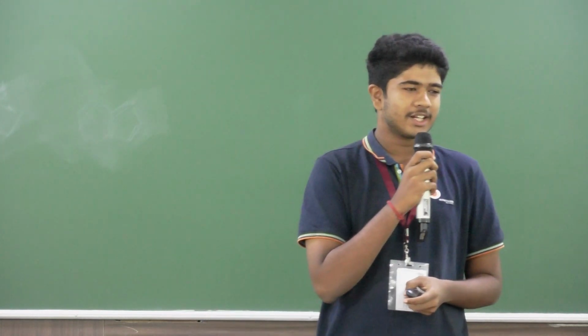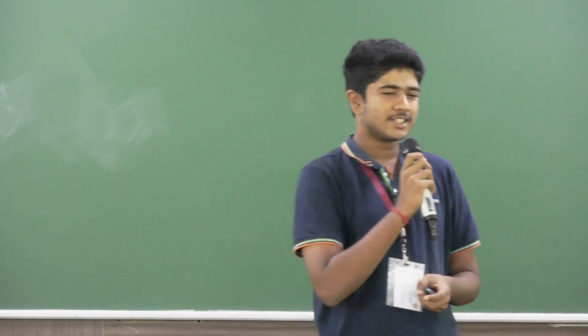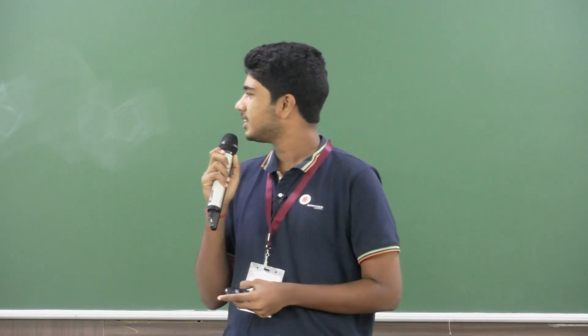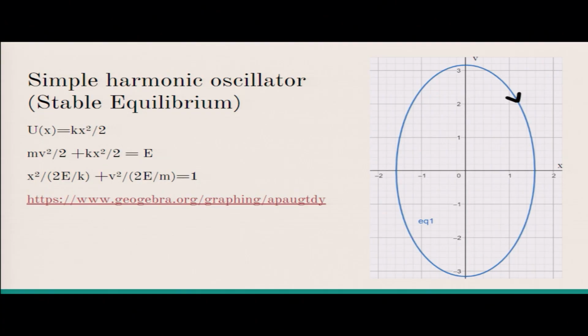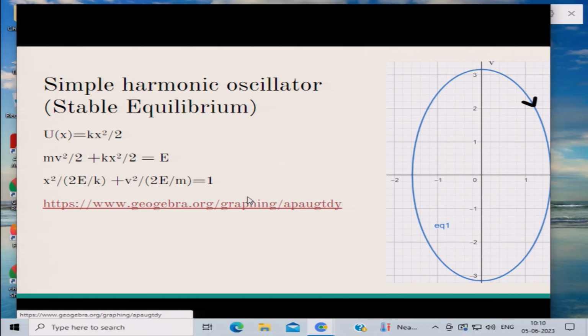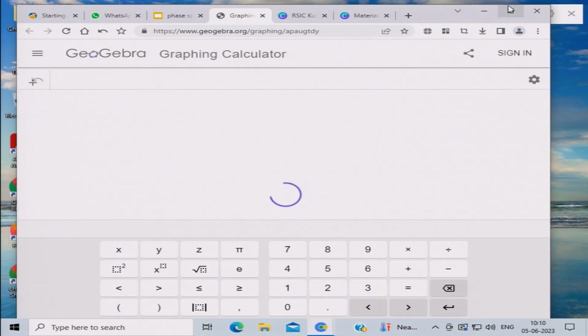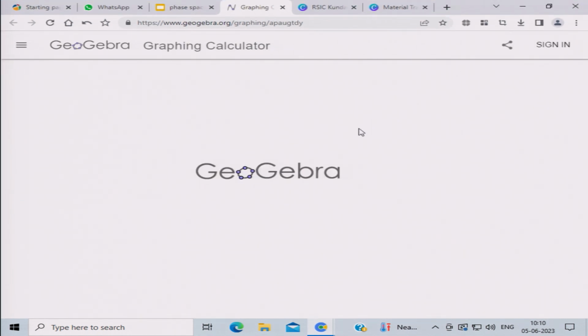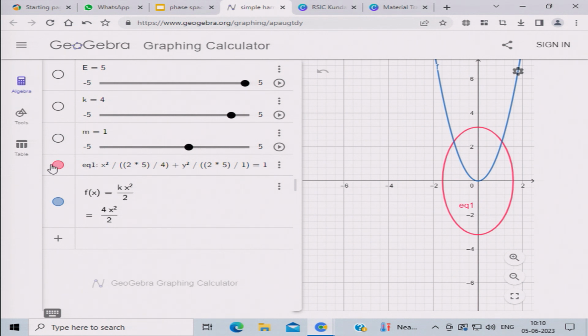Despite the fact that they cannot intersect themselves, phase trajectories can in fact form a closed loop in which the body repeats the same motion over and over again, coming back to the initial point in a given time period. Now here we'll see the first example, which is an example of stable equilibrium. Here we're taking the potential energy as kx squared by 2, where k is a positive constant, and so the total energy will be half mv squared plus kx squared by 2, which will be denoted by E.